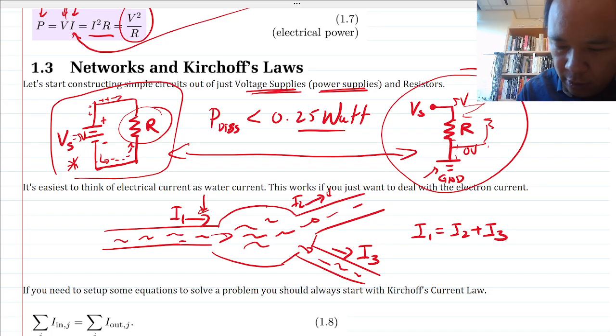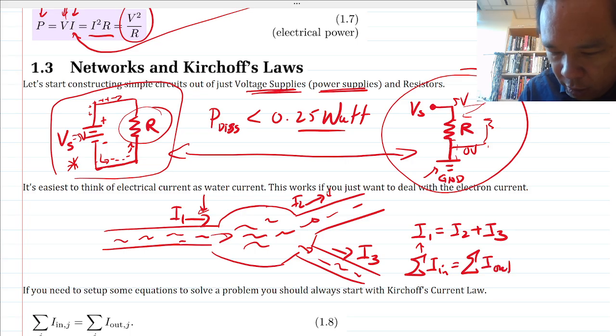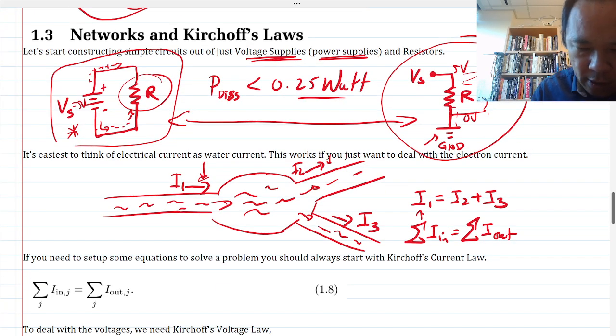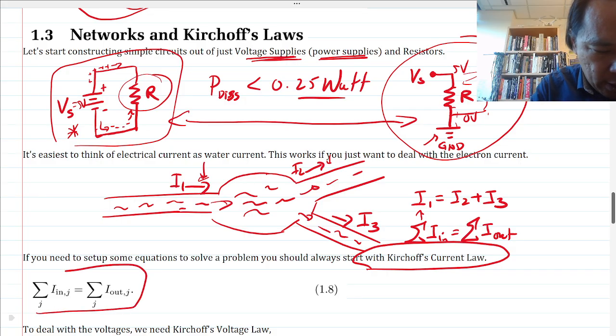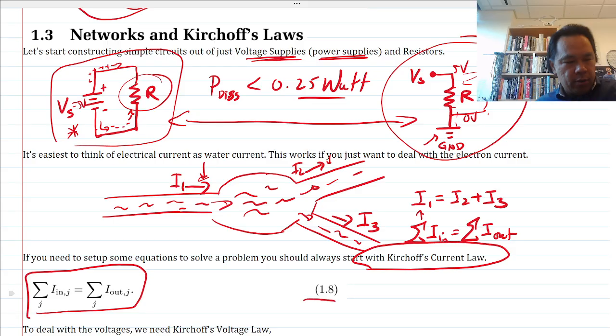So another way to write this is that the sum of the current that is flowing into your lake, or in this case, in electrical talk, your junction, is equal to all of the current that's flowing out of your junction. Okay. And this is basically Kirchhoff's junction law, or current law, which is actually written down here.